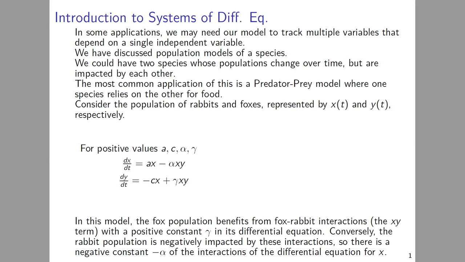In this model, the fox population benefits from fox-rabbit interactions, that xy term, with a positive constant gamma in its differential equation. dy/dt is negative cx plus gamma times xy. Conversely, the rabbit population is negatively impacted by these interactions since they get eaten. So there is a negative constant, negative alpha, on the interactions in the differential equation for x.